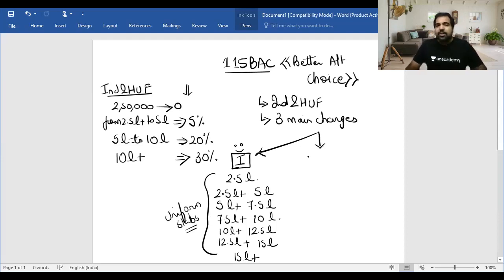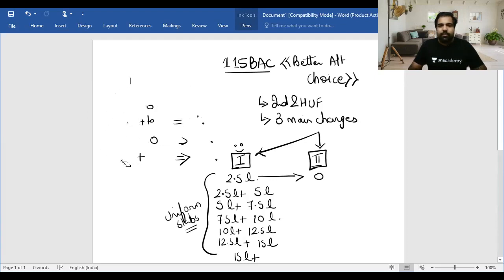The second reason is not just the slabs, even the rates have been changed, and the rates are now very, very systematic and smooth. The first one obviously is 0. That means there is no tax up till 2.5 lakhs. Guys, one more thing you have to remember: there is no higher basic exemption limit if you choose this. I'm just writing down the details right away. So you should know that there is no higher basic exemption limit for this.